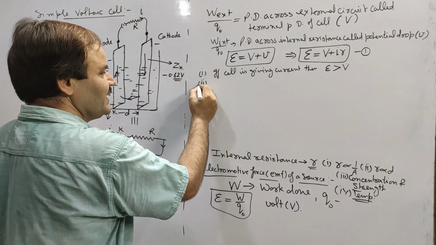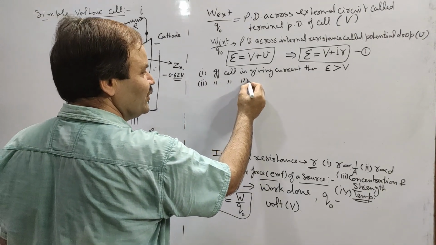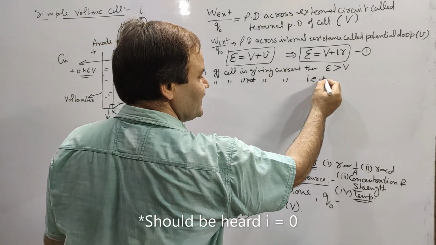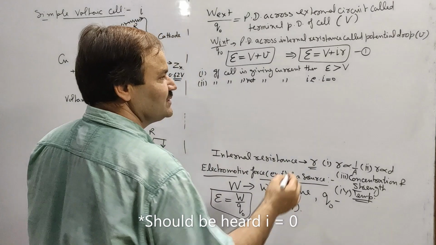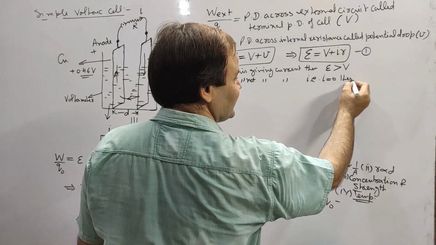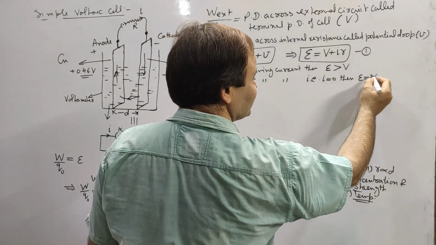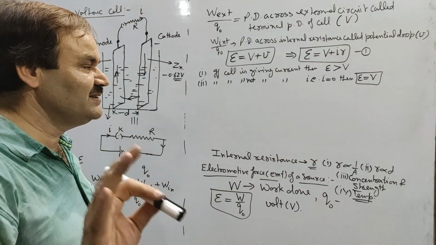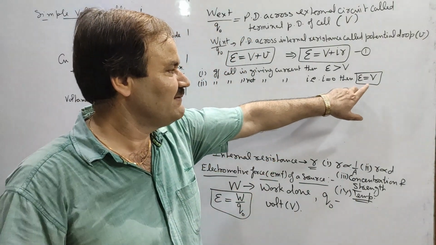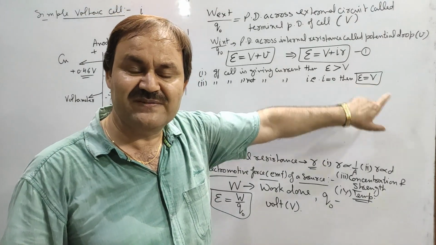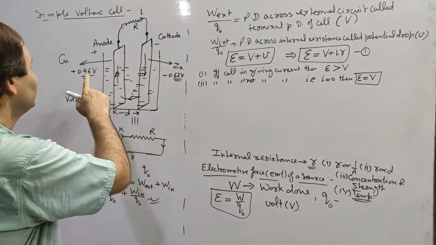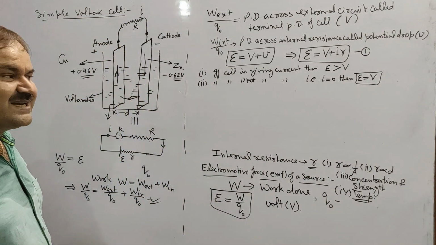But if the cell is not giving current, that is I is equal to 0, then E is equal to V. It means if the cell is not giving any current, then the EMF of the cell will be equal to the potential difference across its terminals. We can use this relation to find the EMF of a simple voltaic cell.